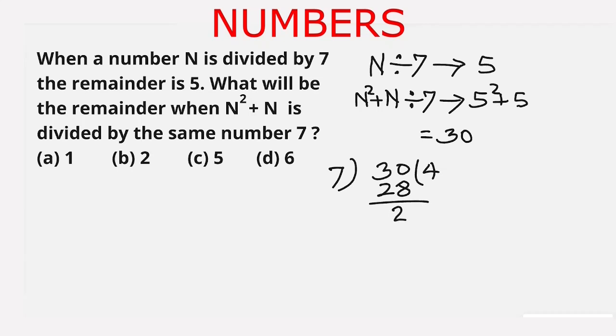It means that when n square plus n is divided by 7, the remainder will be 2. And from the given options, our answer will be option B, 2. I hope you have understood the method of solving such type of questions. We go to the next question.